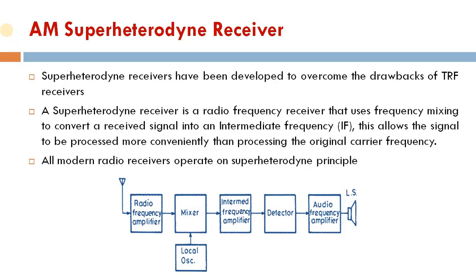Super heterodyne receivers have been developed to overcome the drawbacks of tuned radio frequency receivers. A super heterodyne receiver is a radio frequency receiver that uses frequency mixing to convert a received signal into an intermediate frequency. This allows the signal to be processed more conveniently than processing the original carrier frequency. Let us have a look at the block diagram of the AM super heterodyne receiver.